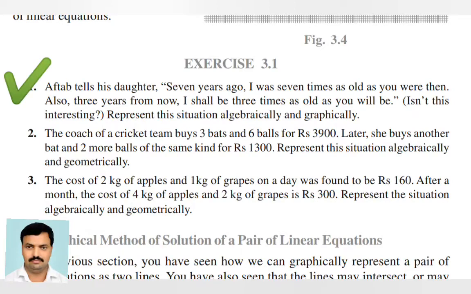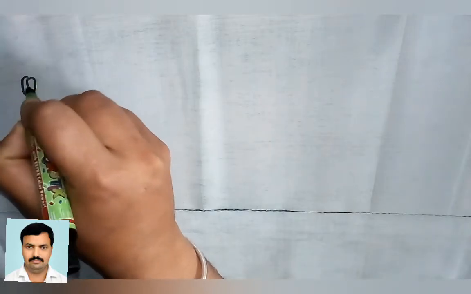See question number 1. Aftab tells his daughter, 7 years ago I was 7 times as old as you were. Also 3 years from now I shall be 3 times as old as you will be. Isn't it interesting? Represent this situation algebraically and graphically. Means you have to represent in the form of linear equations and you have to show that on graph also. So let us see how to solve it.